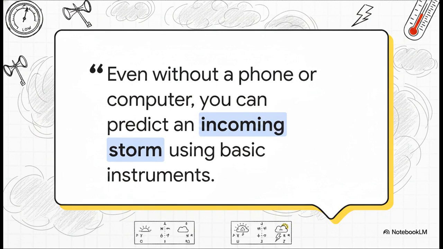I absolutely love this point from the source material. Even without a phone or computer, you can predict an incoming storm using basic instruments. Learning this cipher isn't just about reading a map, it's honestly about empowerment. Decoding these variables transforms you into a real-time atmospheric detective, perfectly in tune with the environment around you.